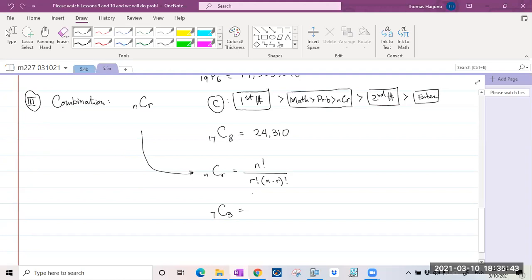Do you remember how to do 7 permutation 3? 7 permutation 3 is 7 times 6 times 5, right? Start from 7, 3 factors down. That's 7 permutation 3. Now you divide this by 3 factorial. So that equals 35. So we can say this way, n combination r is equal to n permutes r divided by r factorial.